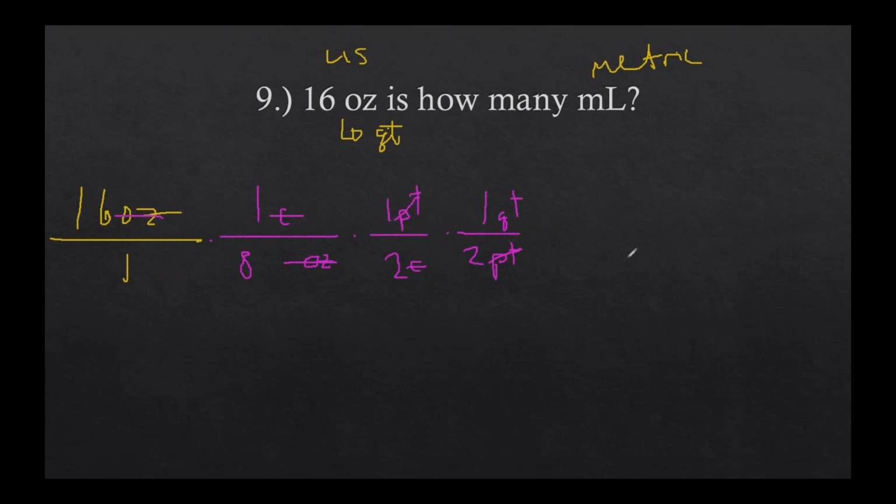Because once I have quarts, then I can say, well, I know that 1 quart is the same as 0.9464 liters. And at this point, you're like, son of a biscuit, this is a pain. You're right, it is. This is the most difficult problem that you will see, the one that we're doing right here. So at this point, you can see that I have 16, divided by 8, divided by 2, divided by 2, times 0.9464. This gives me how many liters I have.